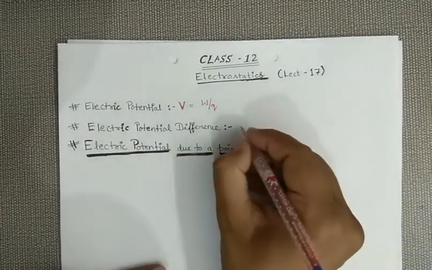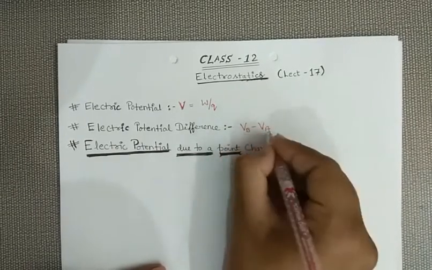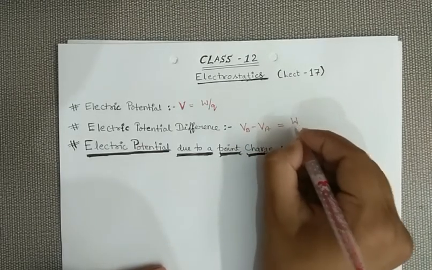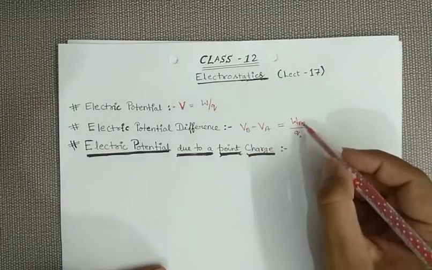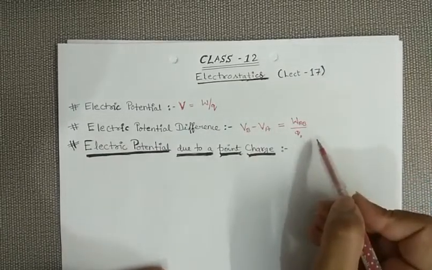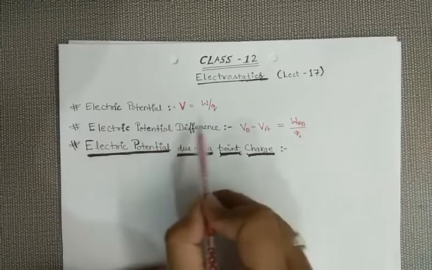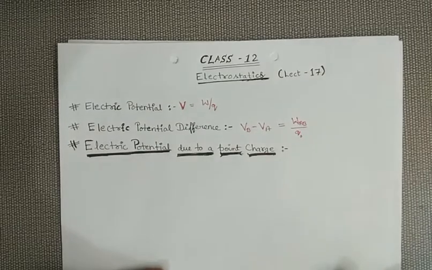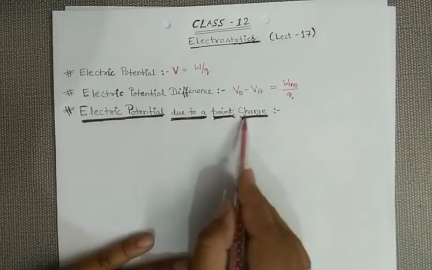And potential difference, suppose the potential difference VB minus VA, these are the 2 points. So the potential difference between 2 points is equal to work done in moving a charge divided by Q naught. So work done per unit charge, both having the same unit, same dimension, both are scalar. Just a little difference: electric potential is defined for a single point, potential difference is defined for the difference of 2 points. So moving forward, today we will discuss electric potential due to a point charge.